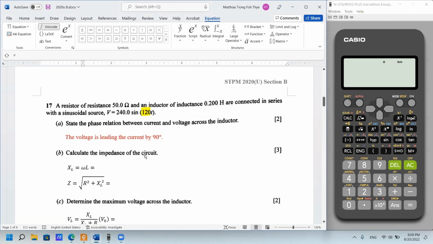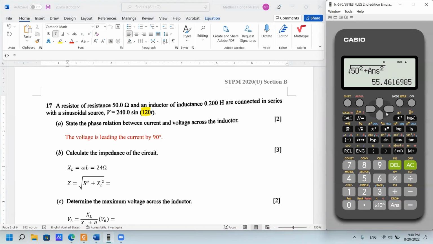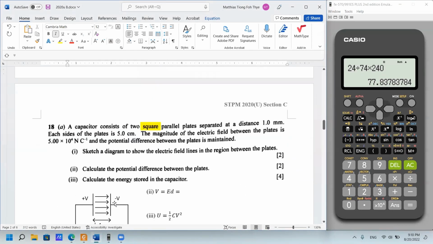Next, calculate the impedance of the circuit. First we need to calculate the reactance of the inductor, where the formula is omega L. We have the angular frequency as 120, multiplied by the inductance 0.2 Henry. So you will have 24 ohm. And then we're going to apply the formula of the impedance, where it is the square root of resistance 50 squared plus the reactance squared. So we have 55.5 ohm for the impedance. And we're going to move to Section C.